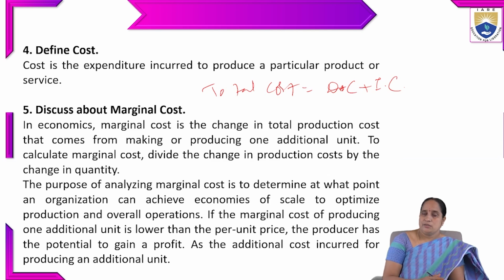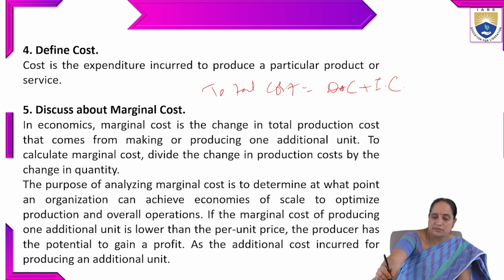So like that, we used to see that the cost of R&D will come down if you are collaboratively joining with another organization and you are working together. You can minimize that cost. So, if the marginal cost of producing one additional unit is lower than the per unit price, the producer has the potential to gain a profit, as the additional cost incurred for producing an additional unit.